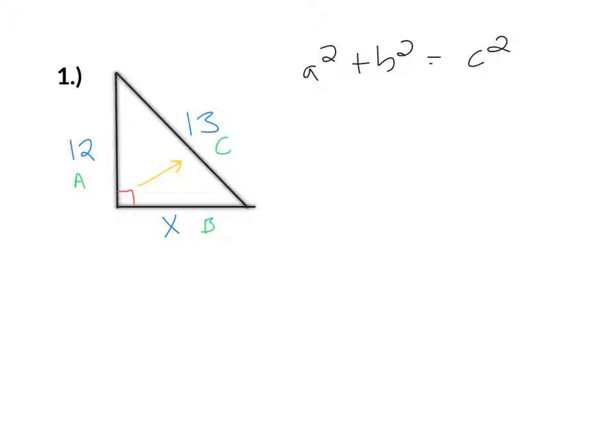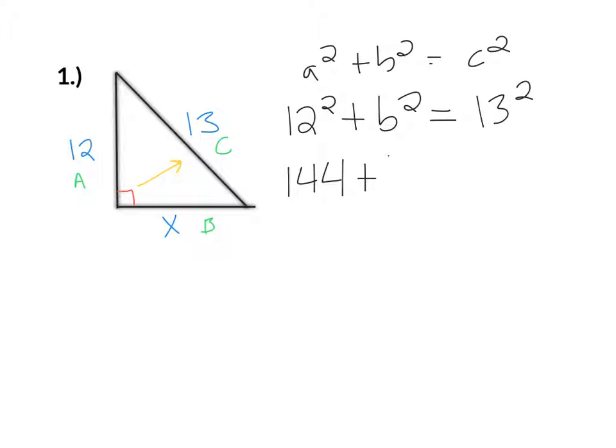So once again, we know side A is 12, so we just plug in 12 and we get 12 squared. We don't know side B, so we just keep it b squared. And finally, we know side C is 13, and we're going to have 13 squared. So using your calculator, you should be able to figure some of these things out and simplify them a little bit. So once again, we should know that 12 squared is 144. We don't know what b is, so we keep that b squared. And 13 squared is 169.